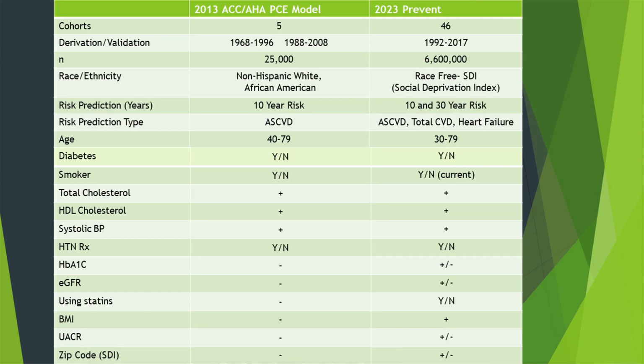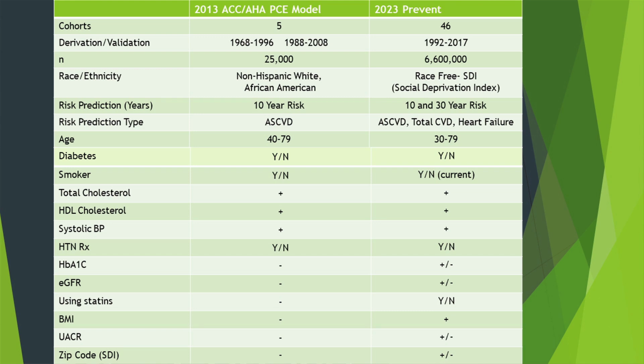This is the difference between the 2013 model and the 2023 model. And in the new model, in addition to the same risk factors that they used before, there are a couple of big differences. One, they give you 10 and 30-year risk. It's race-free. They use a social deprivation index based on zip code. They give you all 3 outcomes there.